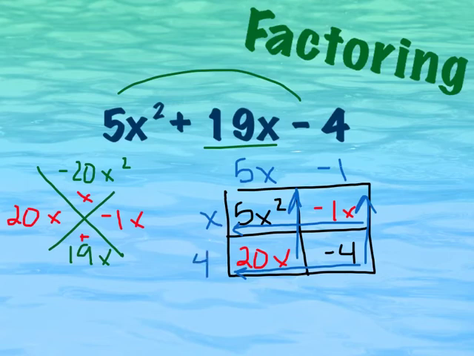Now remember, we can go through and multiply those just like how we multiplied with the table method, and we should get those answers. Is 5x times x 5x squared? Yes. Go through all of those and you'll be able to check your answer that way.